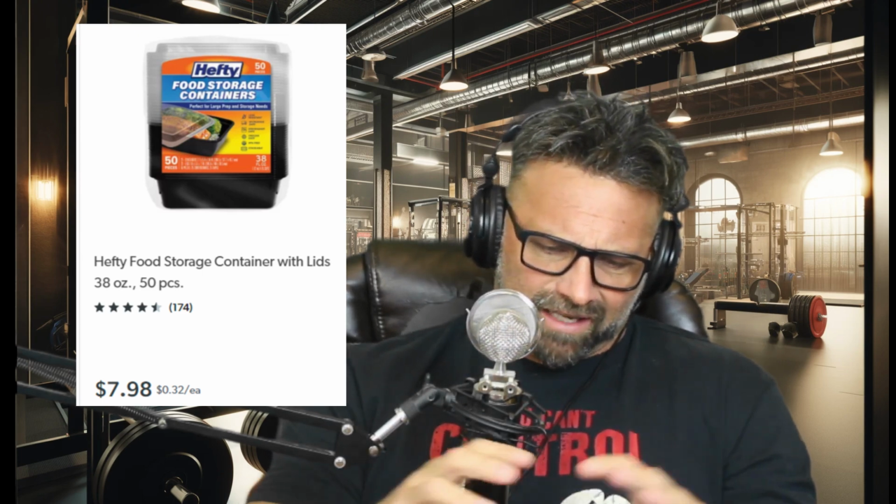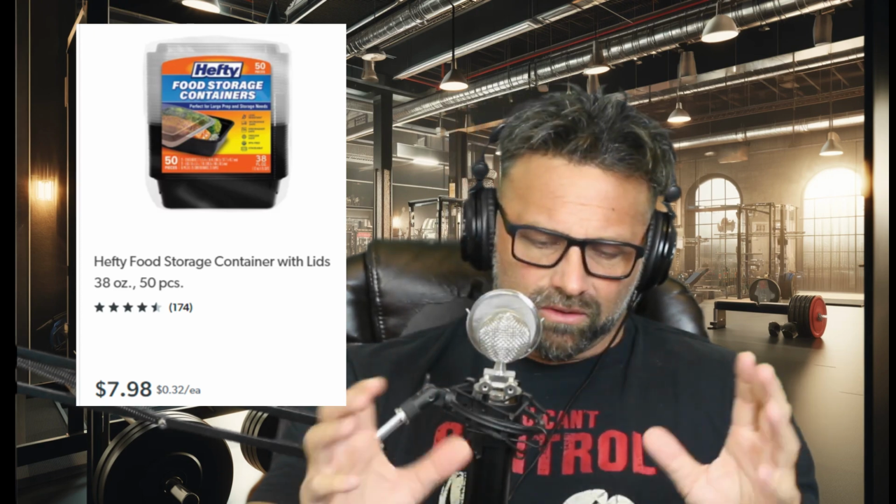But they're black, they got a clear lid, plastic, pretty cheap, like 50 for $9, something like that. I don't know what the price is, but it's not that much. You go to Costco, you go to Sam's, you get these. You meal prep your foods. You put them in these containers.